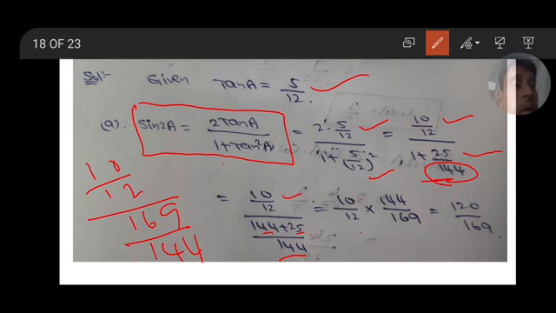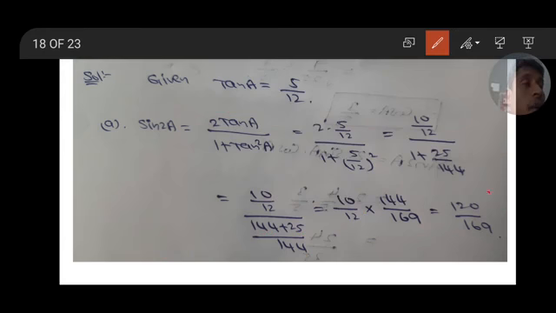It will be the reciprocal: 10 by 12 into 144 by 169. 12 1 12, 12 144. 10 into 12, 120. 1 into 169, 169. So 120 by 169 is the answer.